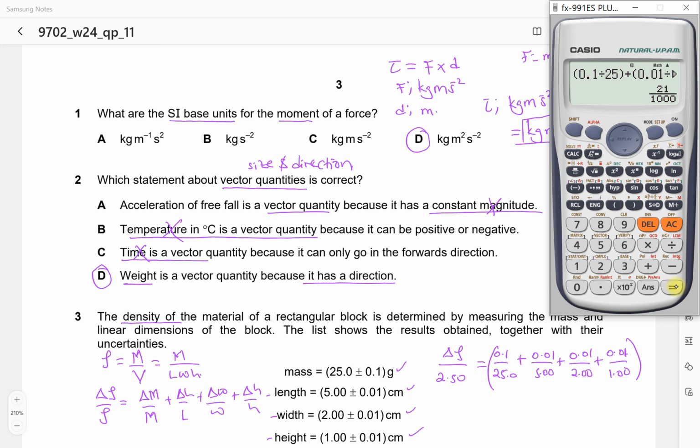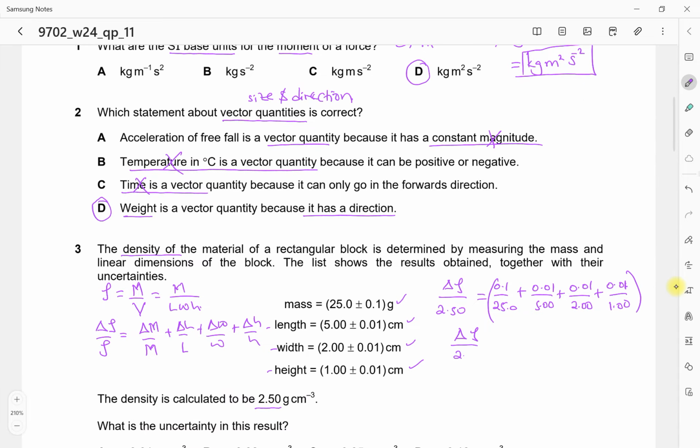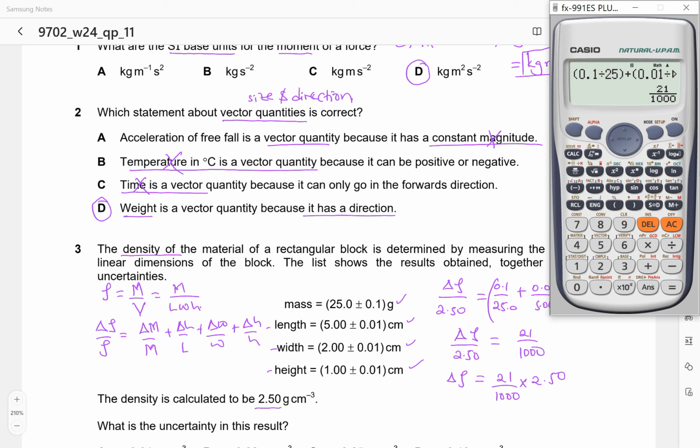So this is giving me that fraction as 21 over 1000. So I'll just make the fraction uncertainty in the density the same as 21 over 1000. So I'll just cross multiply. The absolute uncertainty in density is going to be equal to 21 divided by 1000 times 2.50.